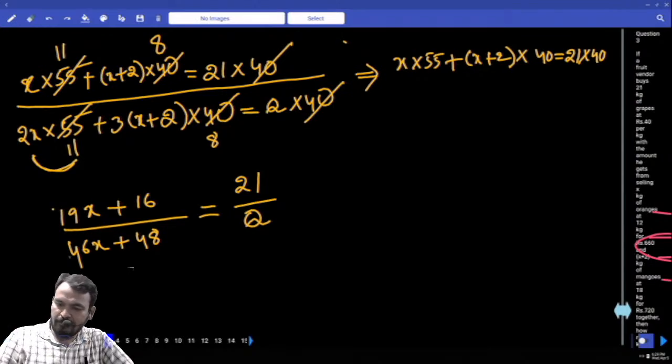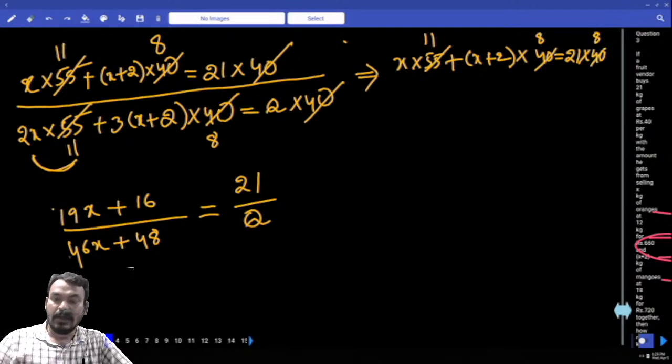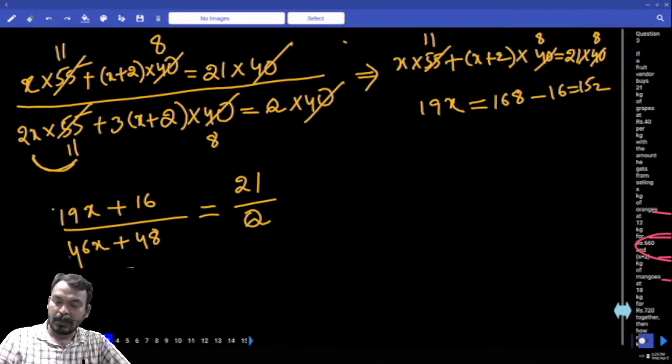Okay, 5 11 times, 5 8 times or not? 11x plus 8x, 19x or not? 8 6s are 48, 21 into 8, 168 minus 16 or not? How much value are you getting? 152. 19 almost 8 times or not? Means x value is 8 or not?